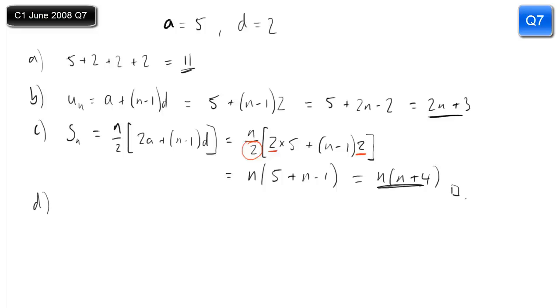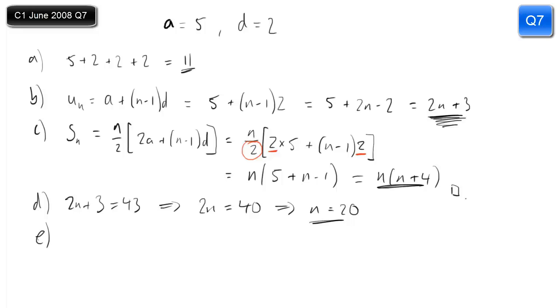Part D, we're told that a particular term in the sequence is 43 kilometers, the nth term for a particular value of n. So we use the formula that we've already got for the nth term. The nth term is 2n plus 3, and we say 2n plus 3 must equal 43 in this case. Therefore, 2n equals 40, and n equals 20.